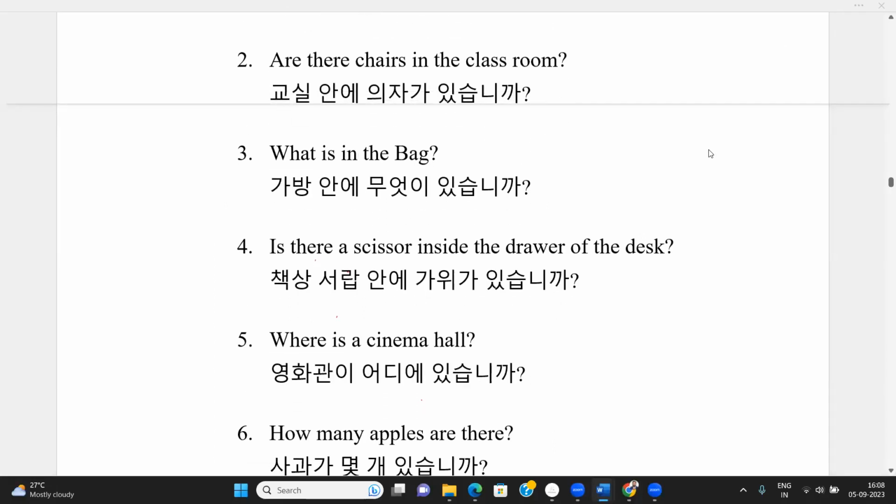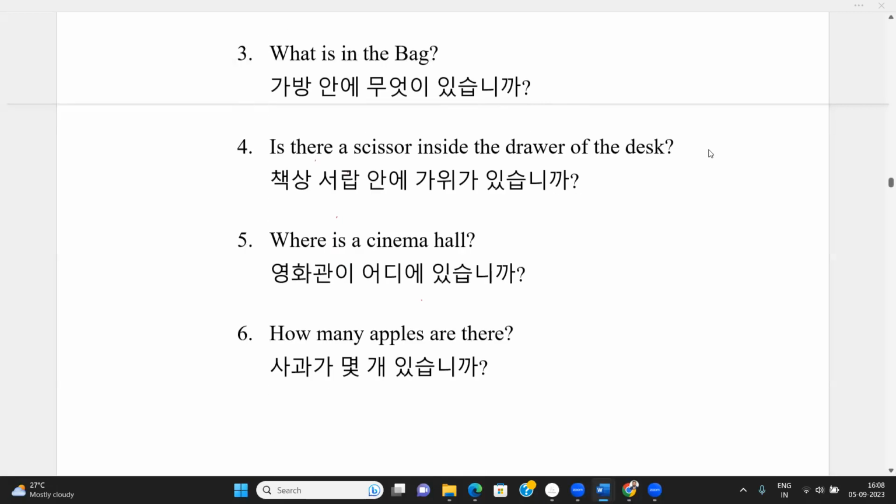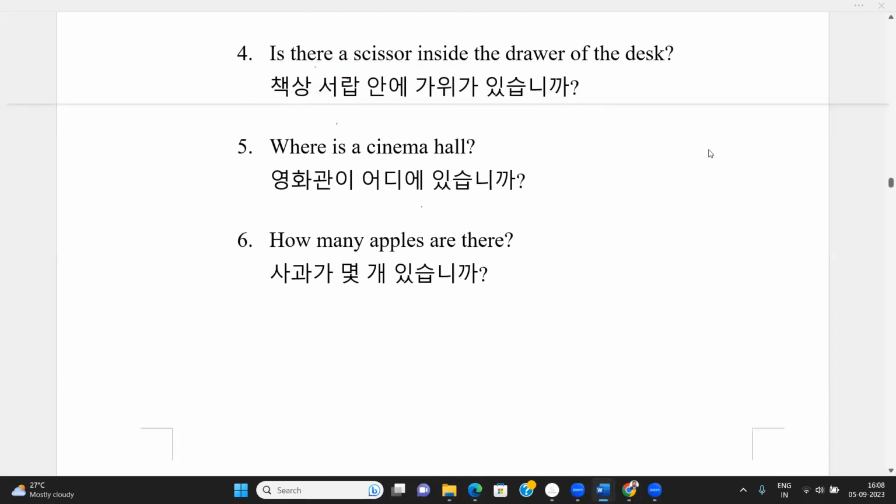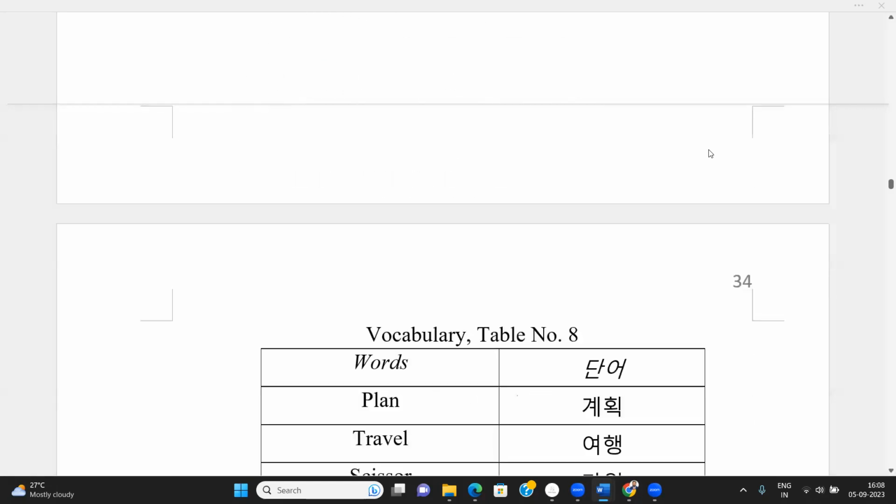What is in the bag? 가방 안에 무엇이 있습니까? Is there a scissor inside the drawer of the desk? 책상 서랍 안에 가위가 있습니까? Where is a cinema hall? 영화관이 어디에 있습니까? How many apples are there? 사과가 몇 개 있습니까?